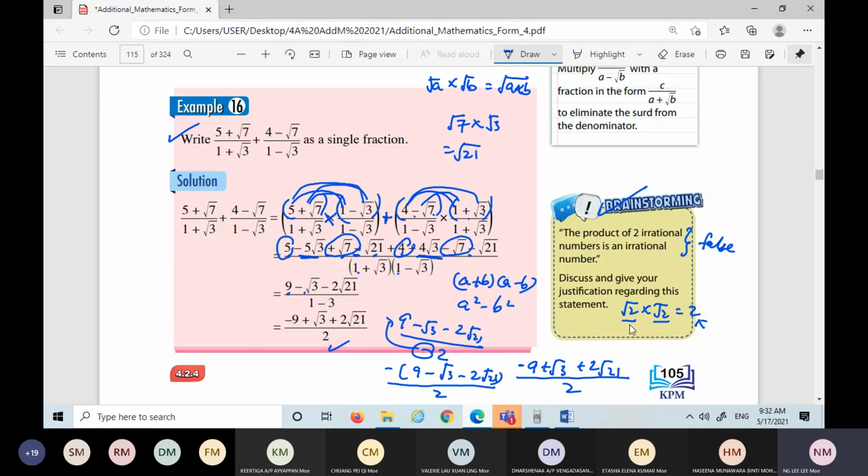I can give another example. How about two numbers that are not the same? Here I use square root 3 and then square root 12. So this is an irrational number, and this one is another irrational number. But the answer will be square root 36, which is 6. This is rational. So you can justify in this way. When the question asks you to justify, you can justify by giving an example.